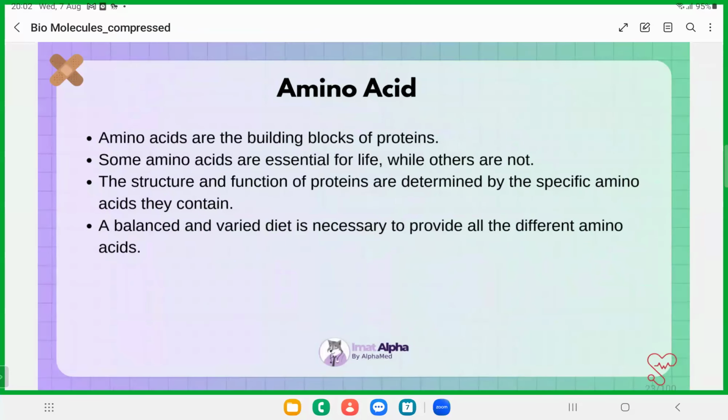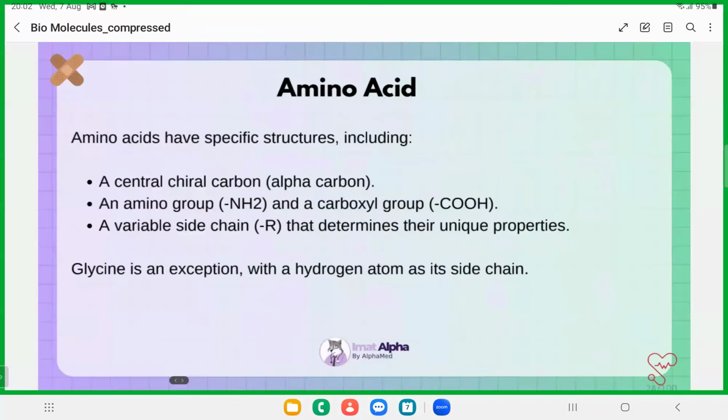So, amino acids are the building blocks of proteins. Some amino acids are essential for life, while others are not. The structure and function of proteins are determined by the specific amino acids they contain. A balanced and varied diet is necessary to provide all the different amino acids. Amino acids have specific structures, including a chiral carbon or an alpha carbon, amino group, NH2, and carboxyl group COOH. A variable side chain R determines their unique properties. Glycine is an exception with a hydrogen atom as its side chain. Okay.